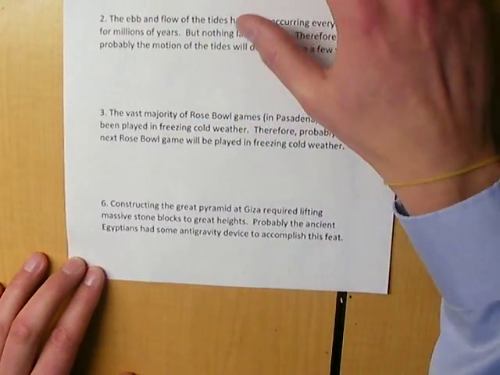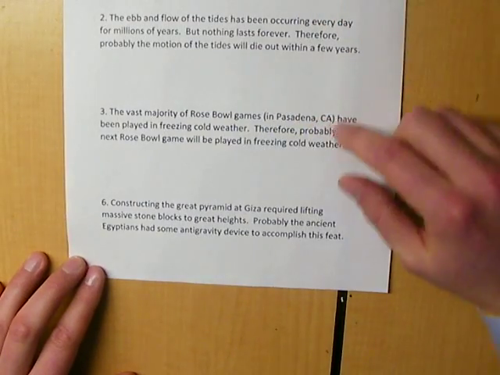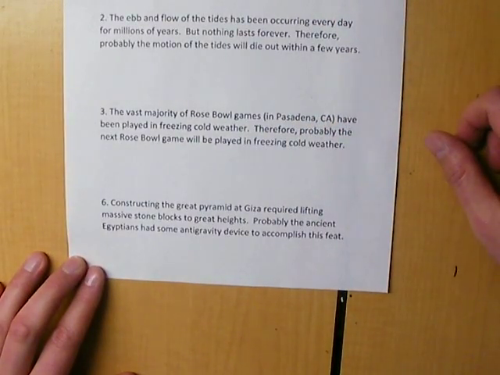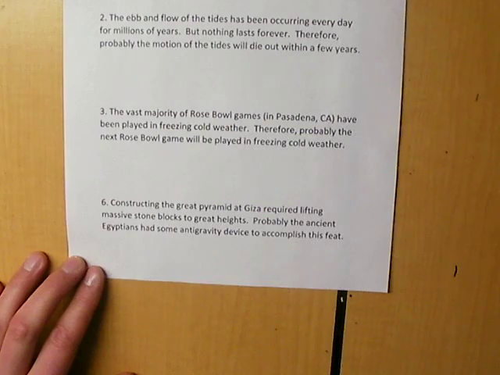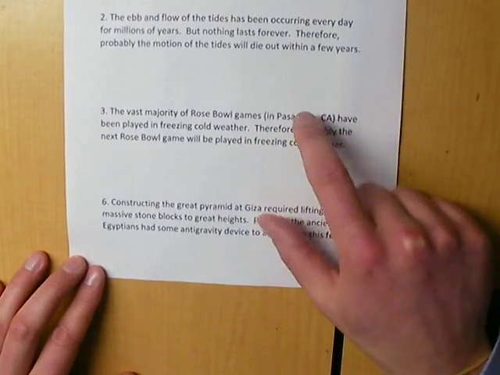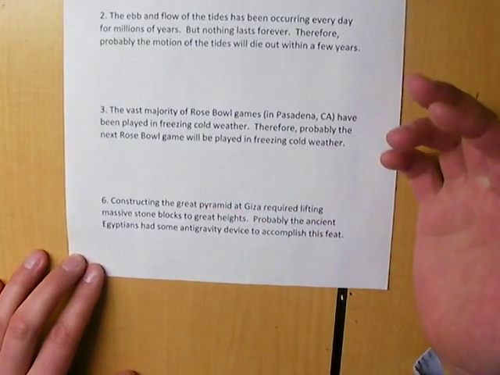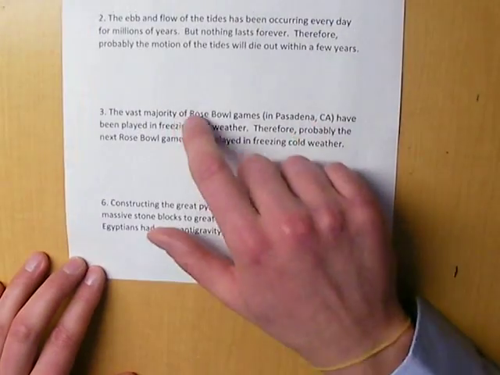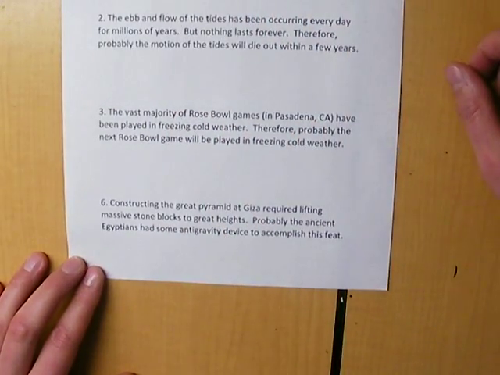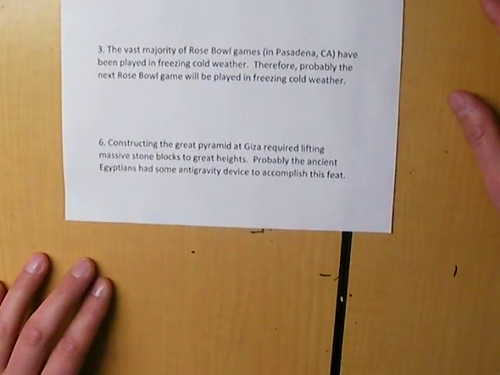So this one's strong. Then we need to determine cogent or uncogent. Since it's strong, we're looking at the truth of the actual premise: the vast majority of Rose Bowl games in Pasadena, California, have been played in freezing cold weather. Here you'd have to know something about the geographical location. That's in Southern California. Even though the games are usually played in January, the weather's not freezing cold in Southern California, even in January. So even though it's strong, the premise here is false, and so it's uncogent. And then quickly, one last example for this video anyway.